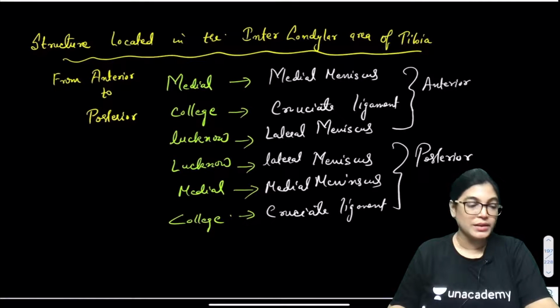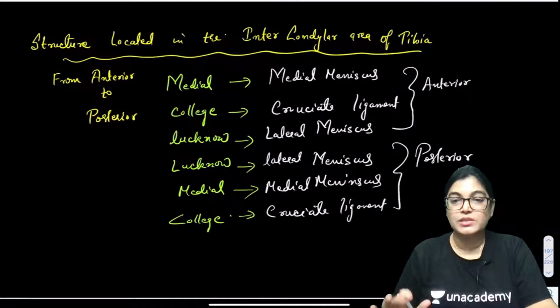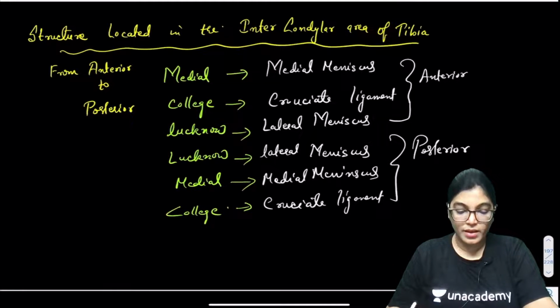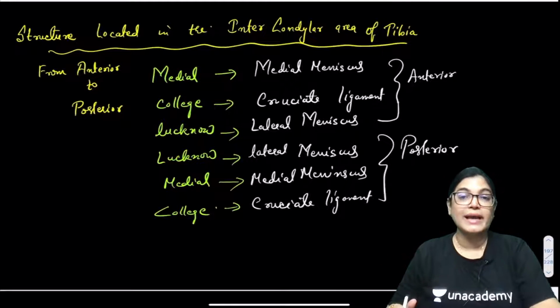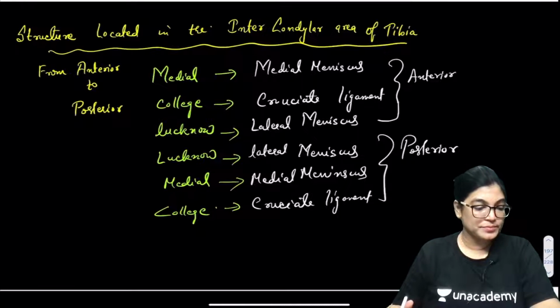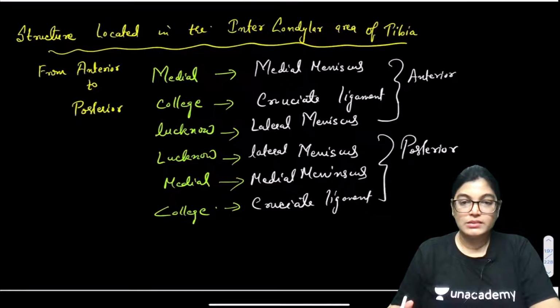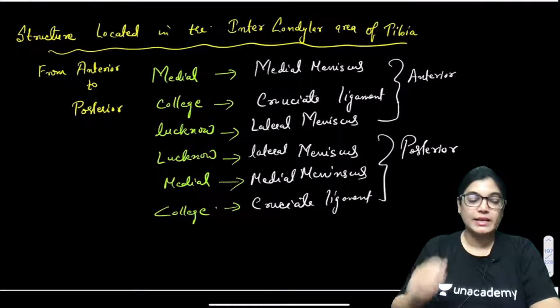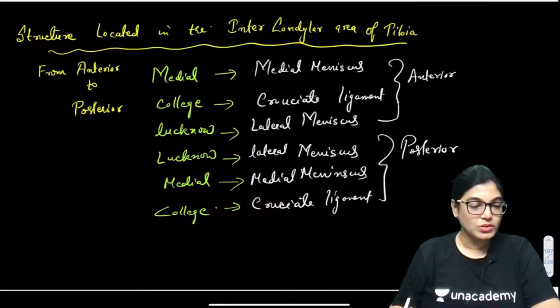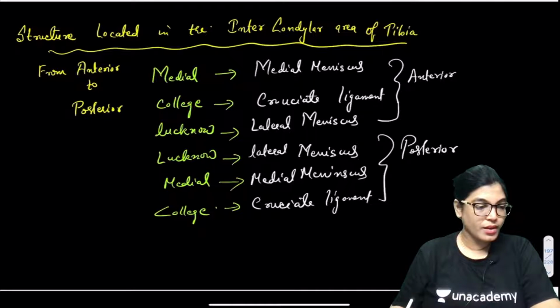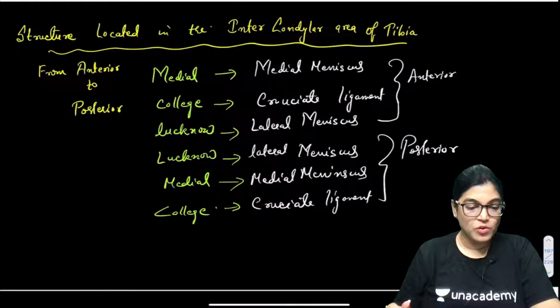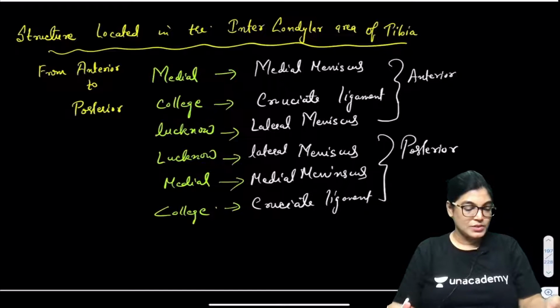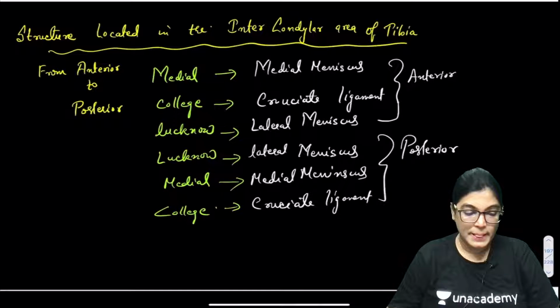So got it everyone? Have you understood this relation? A quick revision of the structures lying in the intercondylar area of tibia. This is the relation of structures from anterior to posterior in the intercondylar area. Can we move on to the next MCQ, everyone?